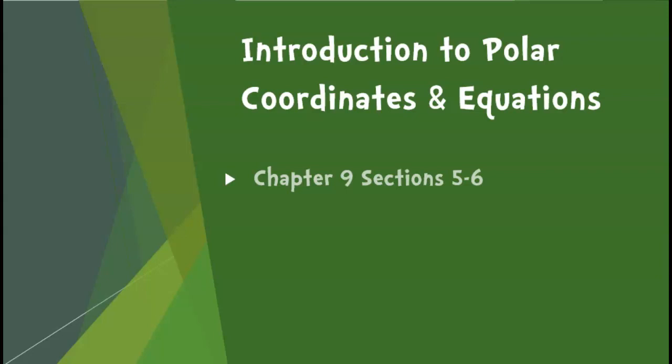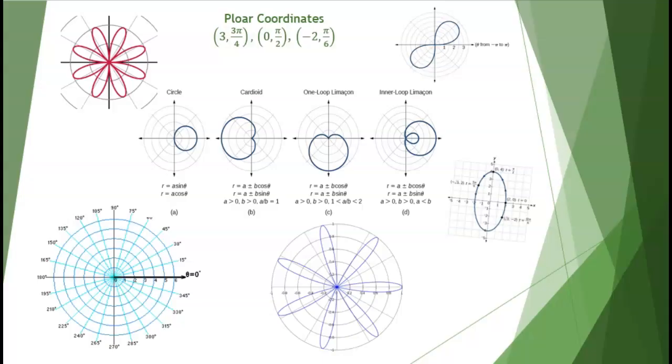Hi, today's introduction is on polar coordinates and polar equations. For this next topic, we're going to be working from Chapter 9 in the textbook, Sections 5 and 6. Graphs for polar coordinates and polar equations are pretty cool looking. You get all kinds of pretty graphs with your rose curves, and you can even do ellipses and hyperbolas. They're all in this kind of circular system that we're getting ready to learn a little bit about.